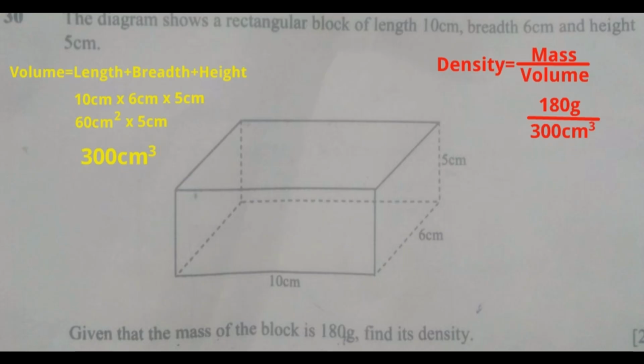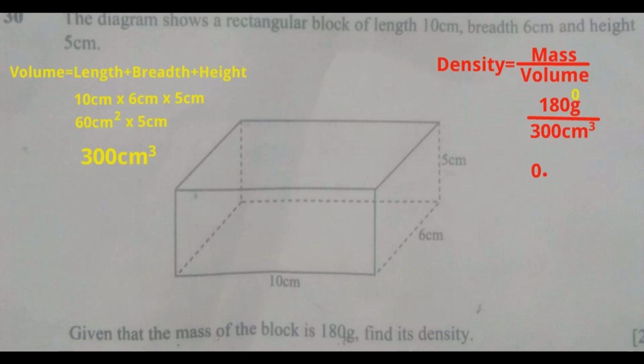Then once we've done that, the next thing we're going to do is divide 180 grams by 300 centimeter cubic. Okay, so what we can do is ask ourselves, can 300 go into 180? It can't. 300 cannot go into 180. So we're going to put 0 down here, and then we add 0 to 180 and put the decimal point. Okay, so we have 0 point, and on top there we have 1,800.